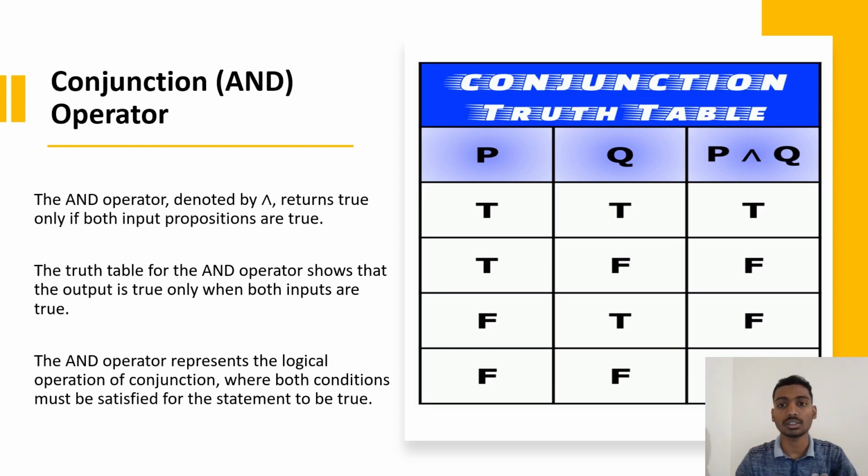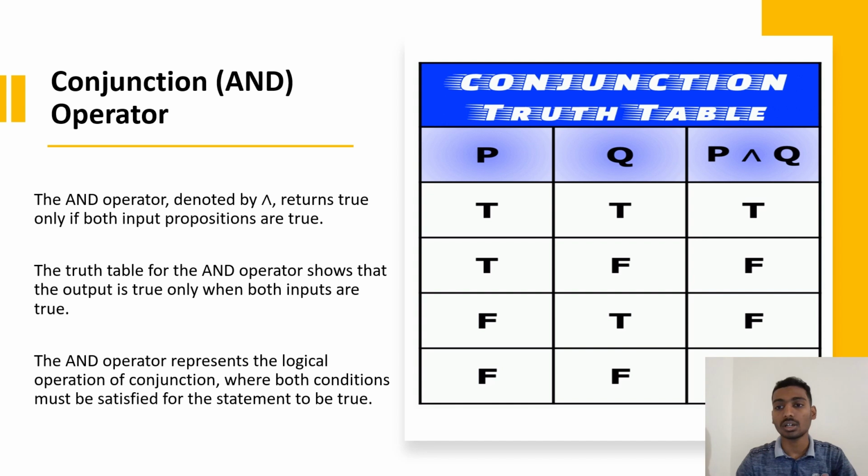Conjunction operator. The conjunction operator is the same as the AND operator. This is a logical operation. The AND operator, denoted by cap, returns true only if both input propositions are true. The truth table for the AND operator shows that the output is true only when both inputs are true. The AND operator represents the logical operation of conjunction, where both conditions must be satisfied for the statement to be true. We can see that in the table here: P, Q and P and Q. P cap Q is true only if P and Q are both true.